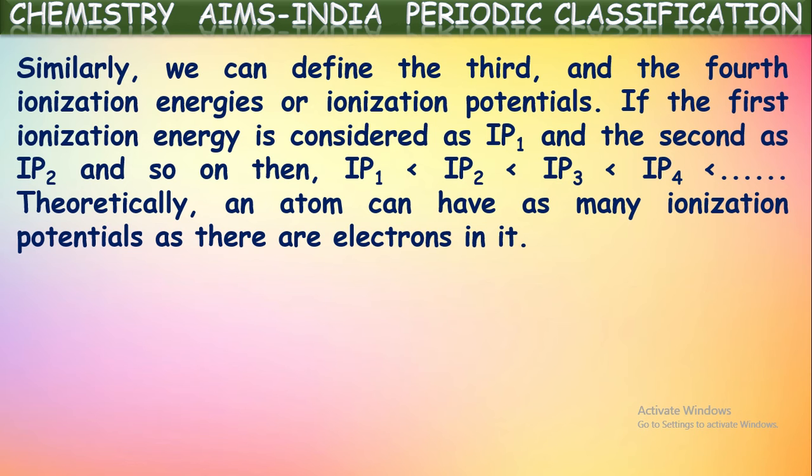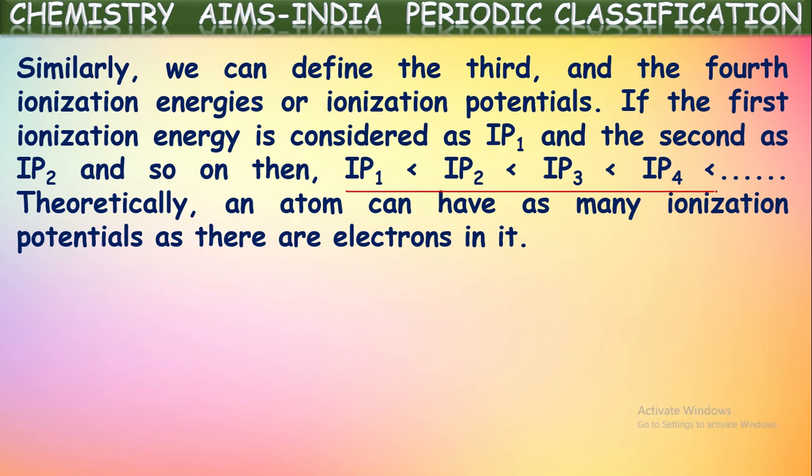Theoretically, an atom can have as many ionization potentials as there are electrons in it. Practically it may not be possible, but theoretically you can say however many electrons there are in an atom, that many ionization potentials we can define. Okay, and here the relation between these all is IP1 is less than IP2, is less than IP3, is less than, and so on.